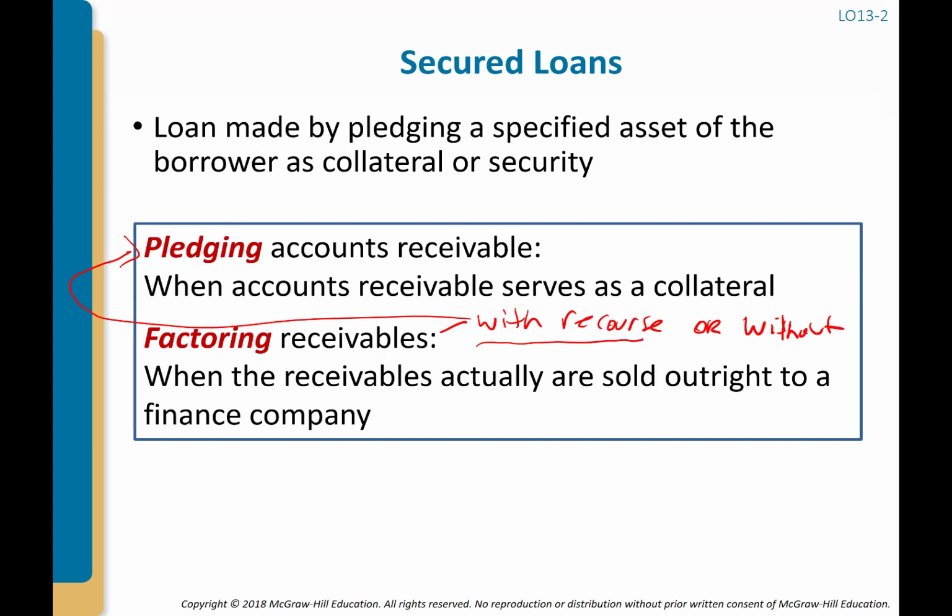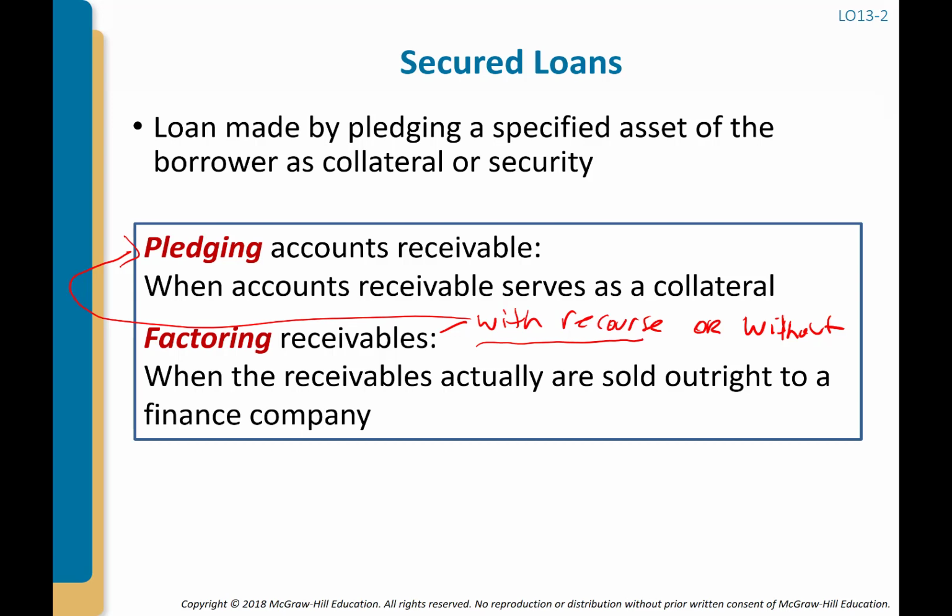Now, if it is without, that means you can't come back on me, right? And if you can't come back on me, I will literally remove the receivable from my books and show that I have sold those outright. And there'll usually be a little difference between the factor amount and the carrying amount. Why?